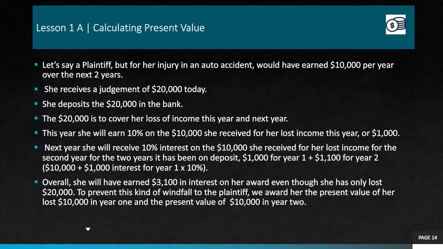We account for the time value of money when we're calculating the award, and we're reducing it a little bit to account for the returns that they could get once they invest that award to cover their future losses.